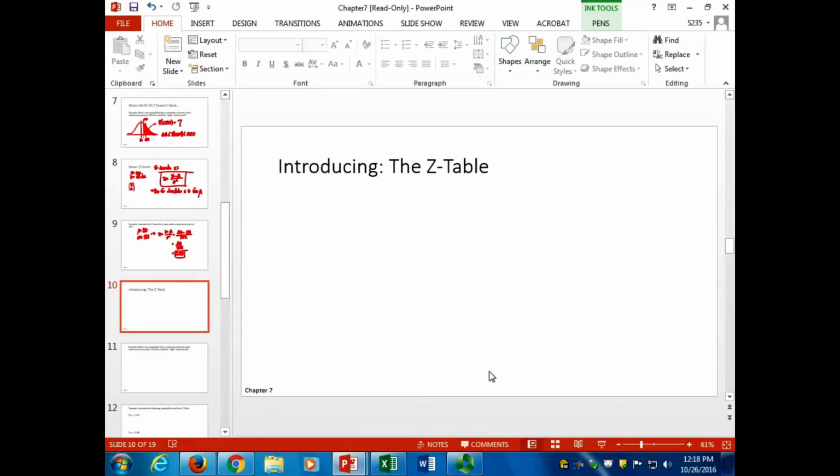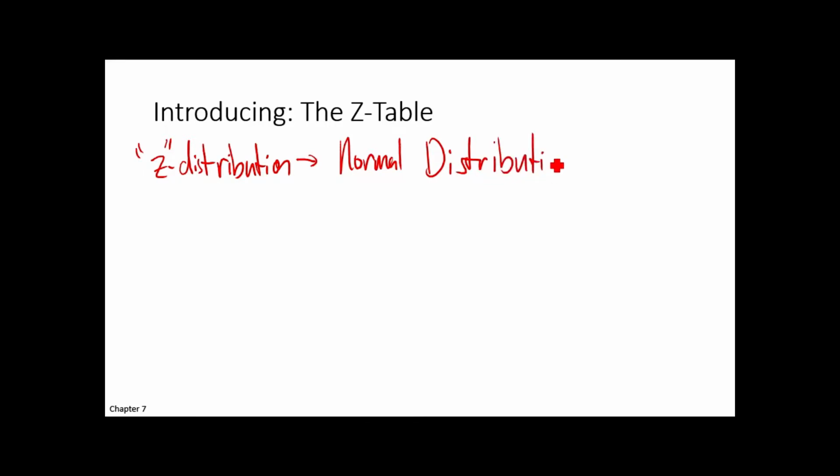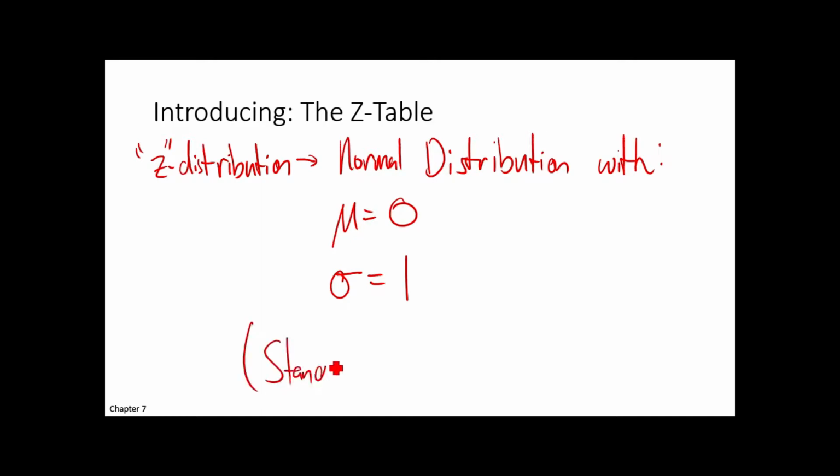So let me put that here. Okay, so there's the Z distribution. Call it the Z distribution. Okay, it's a normal distribution with a mean of 0 and a standard deviation of 1. Okay, so it's a really special type of normal distribution. Sometimes you'll hear it called standard normal.